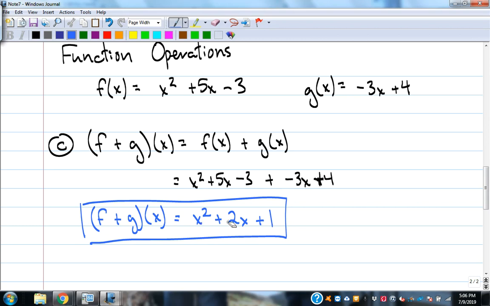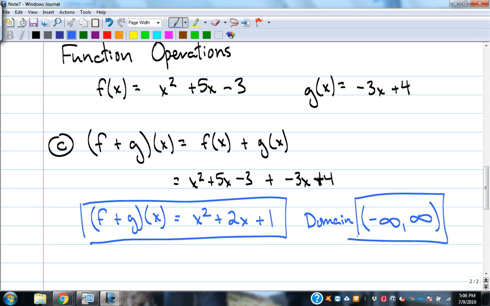No, there are no square roots. There's not even a fraction. So there can't be any division by x because there's no division in the problem. So the domain is going to be from negative infinity to positive infinity out of that, because there were no red flags. If there are red flags, then we've got to take care of that. There's not any in this one. Okay.